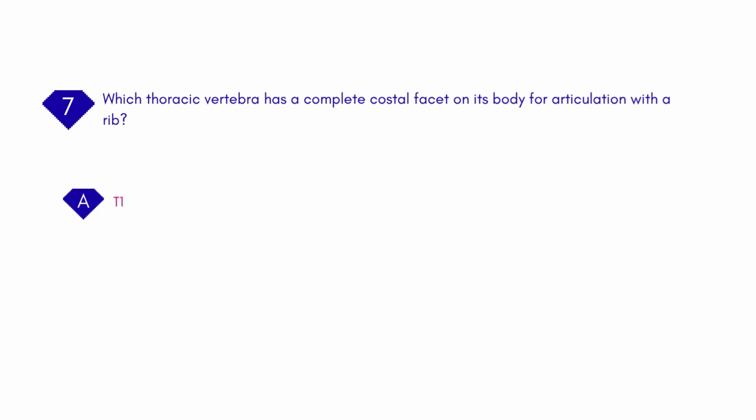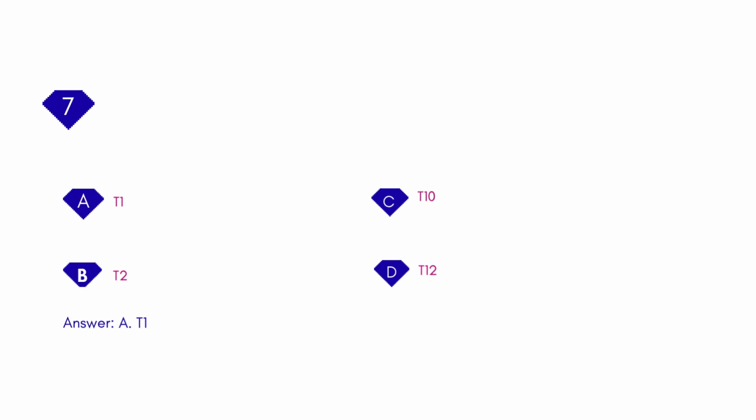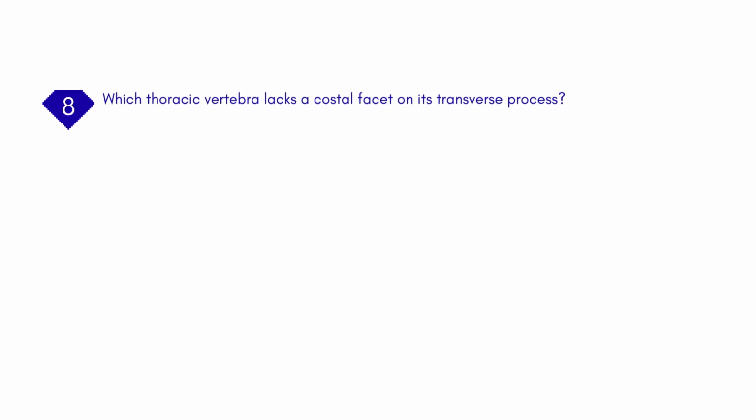A. T1. B. T2. C. T10. D. T12. Answer: A. T1. Which thoracic vertebra lacks a costal facet on its transverse process?